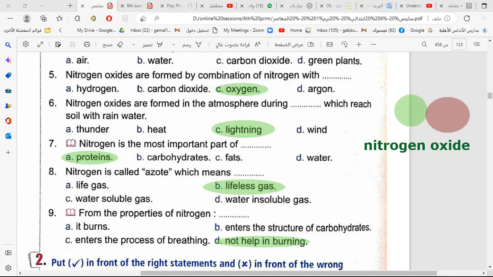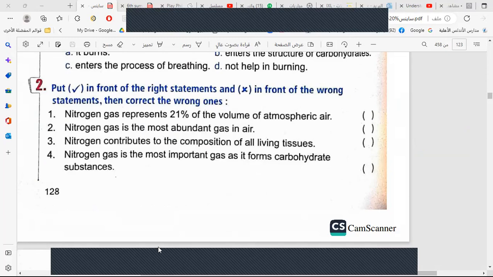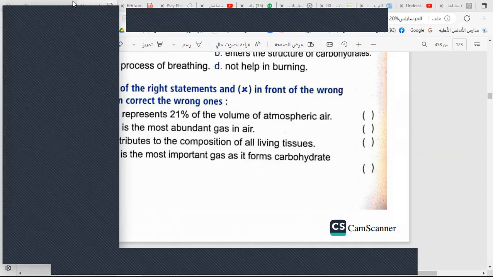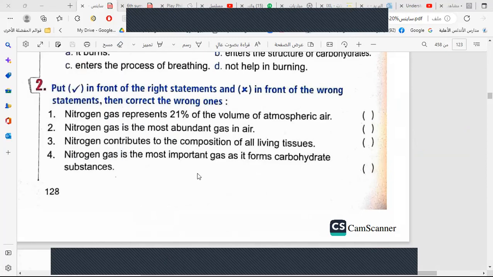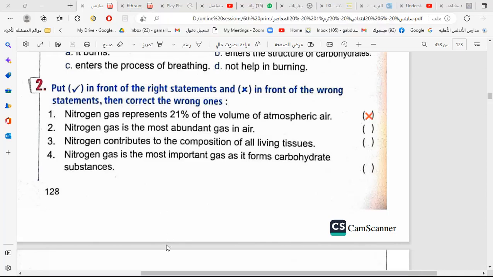Thank you. And we have right and wrong, but we have 1 minute only. We will solve quickly. Muhammad Shadi, are you ready? Yes. Read number 1. Nitrogen gas represents 21% of the volume of atmospheric air. Quickly. Wrong. Thank you. The next.